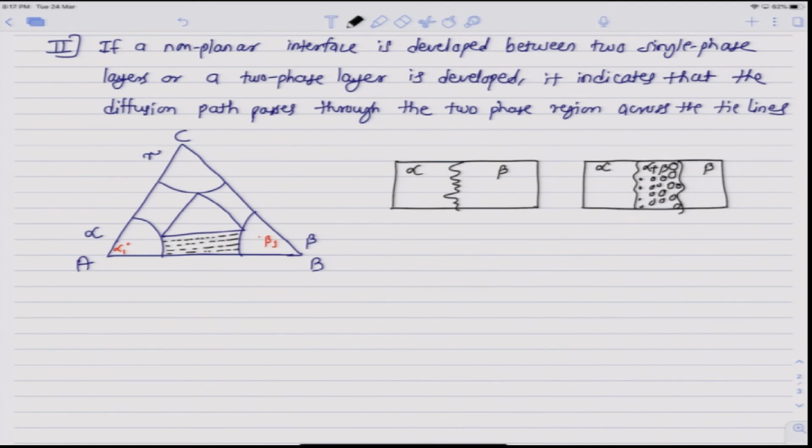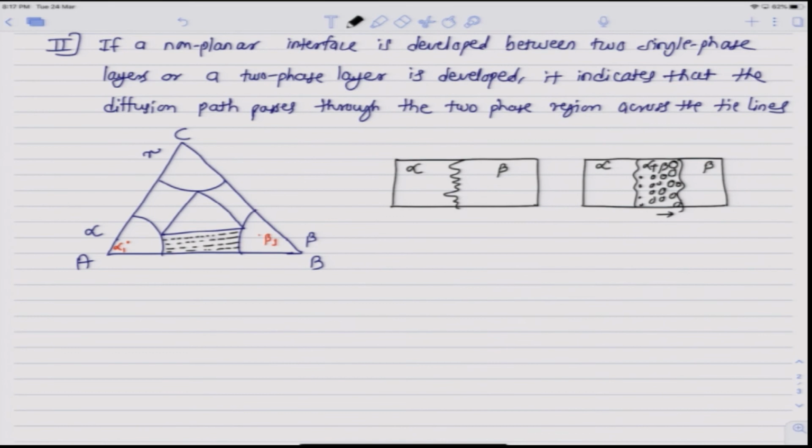Obviously, as we go towards beta rich side, the beta precipitates, the density of beta precipitates will keep increasing. So, the matrix here in this two phase region is alpha, precipitate is beta. So, in any of these cases we expect that the diffusion path will cross alpha plus beta region across the tie line. So, if we draw the diffusion path, it may look something like this.